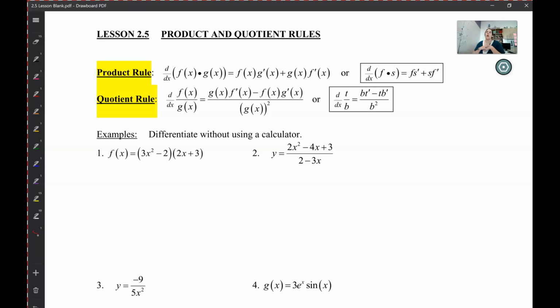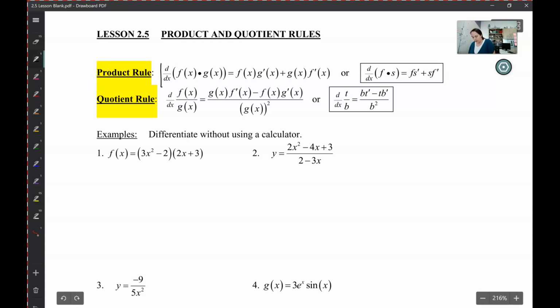Hi guys, welcome to lesson 2.5 where we learn about the product and quotient rules. These rules are huge for differentiating because I'm sure you've already had problems at this point where you had something divided by something or something times something and you had to simplify them to make it one thing to take the derivative. Well, these are the rules that allow you to take the derivative when you're multiplying functions or when you're dividing functions. So, first off, here are your two rules.